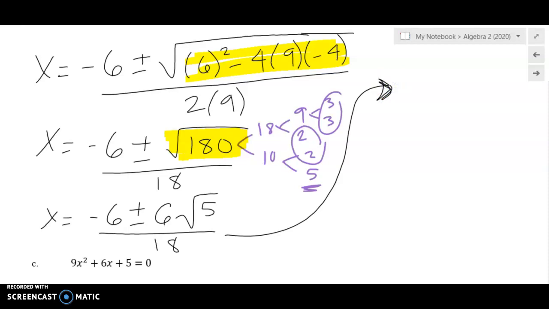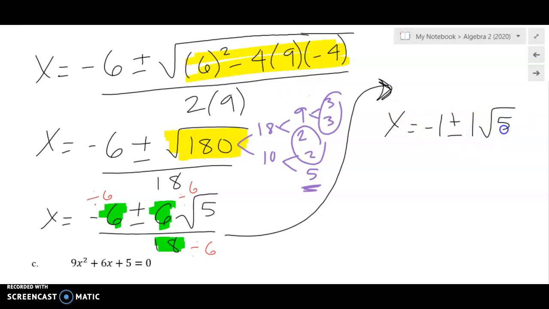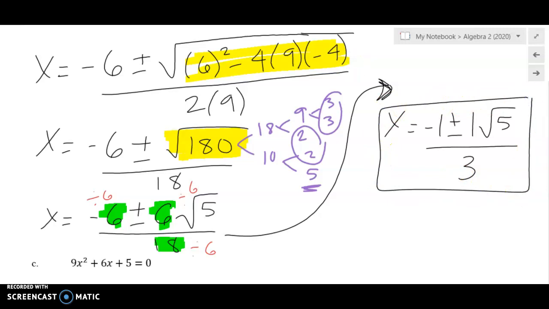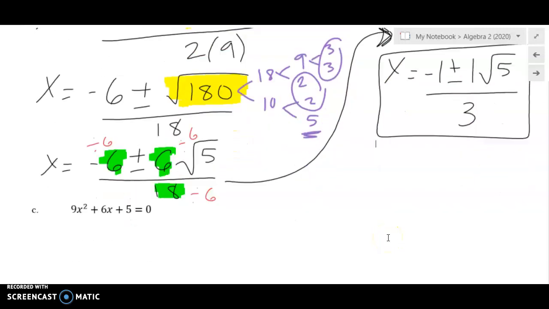The last thing you want to check for is any reducing of the fractions, and you have to make sure that all 3 things can be reduced. So see those 3 green numbers? You want to make sure they can all be reduced down. In this case, they can all be reduced down by 6. So I'm going to divide this by 6, divide this by 6, and divide this by 6. So when I write this, I have x equals negative 1 plus or minus 1 square root of 5 all over 6 goes into 18 3 times. And that is my final answer. It's a little bit of a mess, but that's my answer.